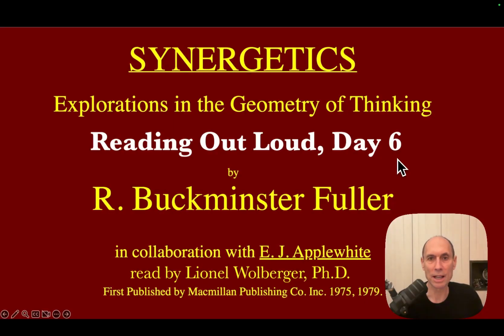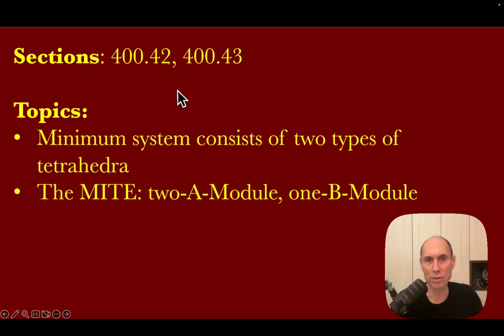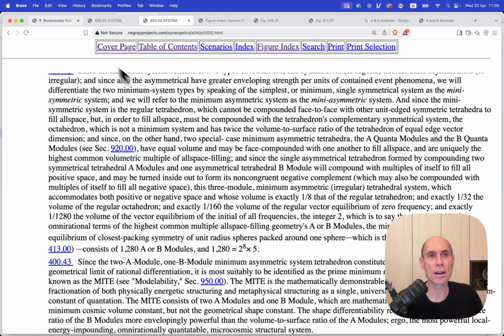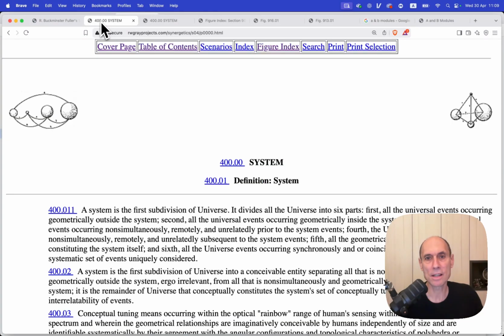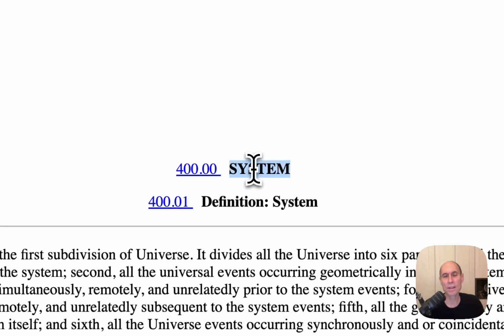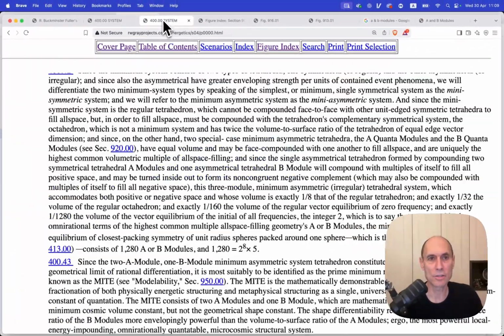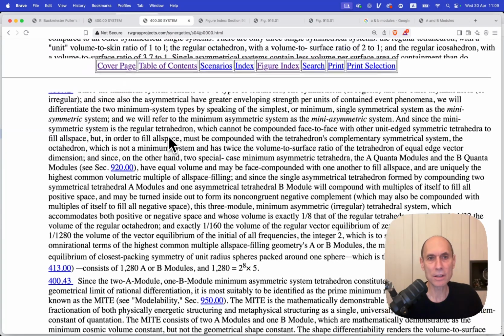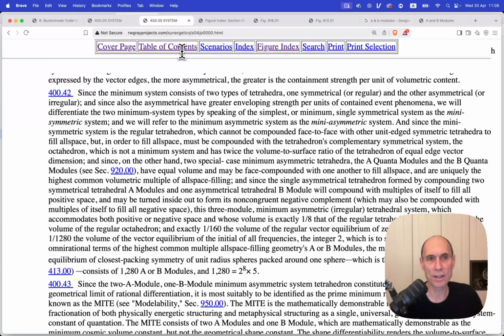Today we're going to be looking at sections 400.42 and 400.43. These are in Synergetics in the System section. And let's jump in. Now, we need a little introduction here because we have here a very long sentence.